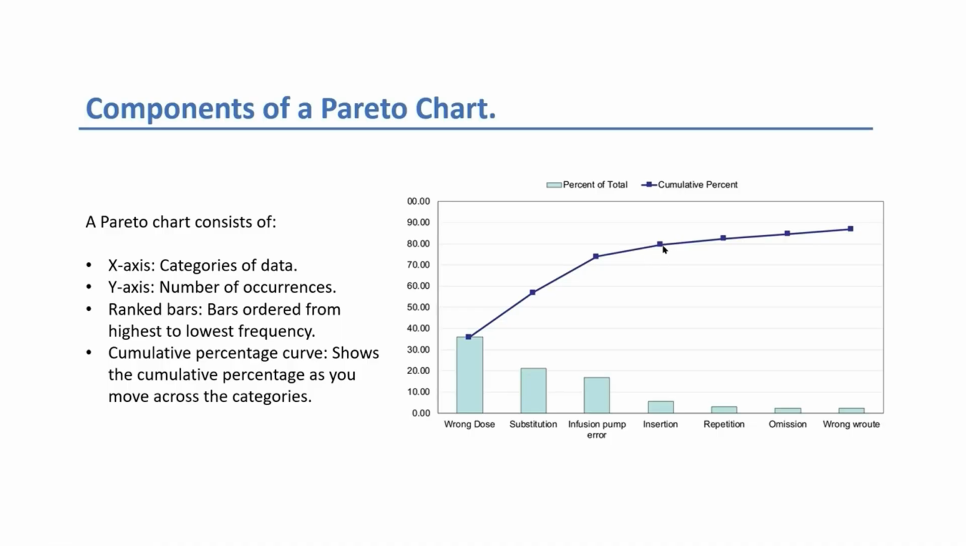And if we are to analyze this Pareto chart, we can clearly see that this 80% line comes up here. This means these four: wrong dosage, substitution, infusion pump error and insertion. These four problems are cumulatively resulting into 80% of the problem faced, or whatever we are trying to visualize in here.